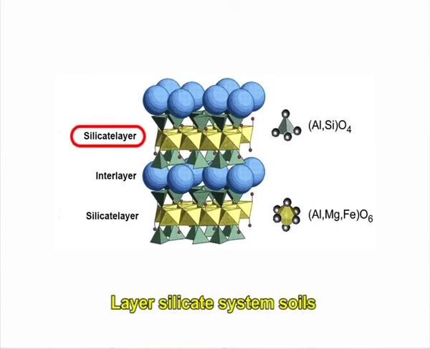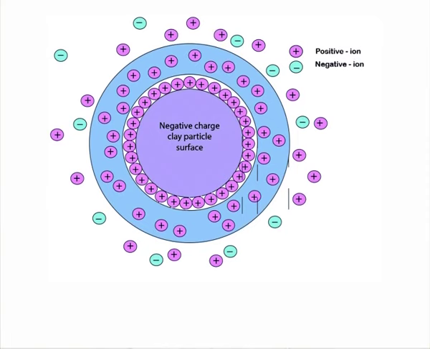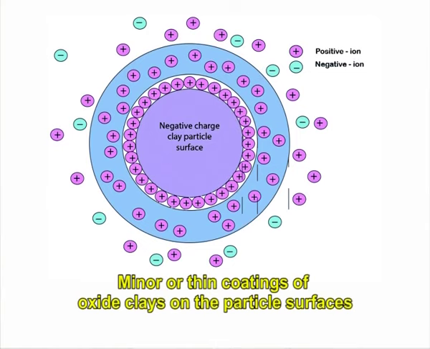Layer silicate clay soils are overwhelmingly negatively charged with cation exchange capacity. The cation exchange capacity originates mainly from isomorphous substitution. These negatively charged sites constitute permanent charge that is not affected by pH. The charge may be modified, however, to a small extent by minor or thin coatings of oxide clays on the particle surfaces.